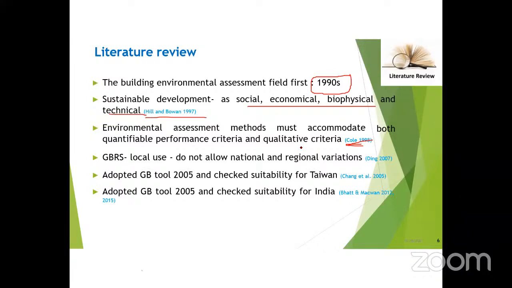But what happens before this idea comes up? This green building assessment tool, this green building rating system, is called the environmental assessment tool. This assessment method had only quantifiable criteria, but afterward Cole suggested that there should be qualitative criteria also.